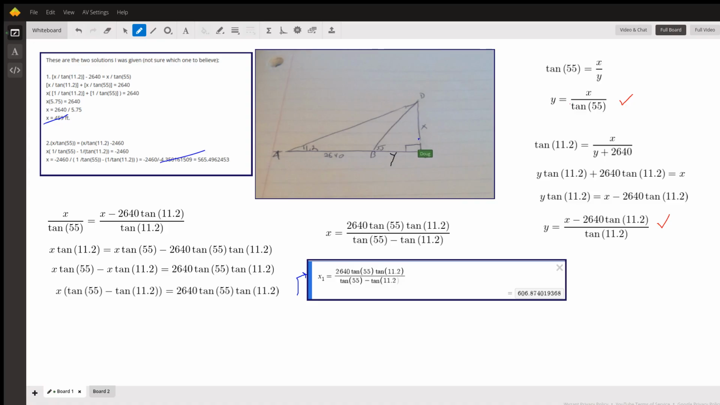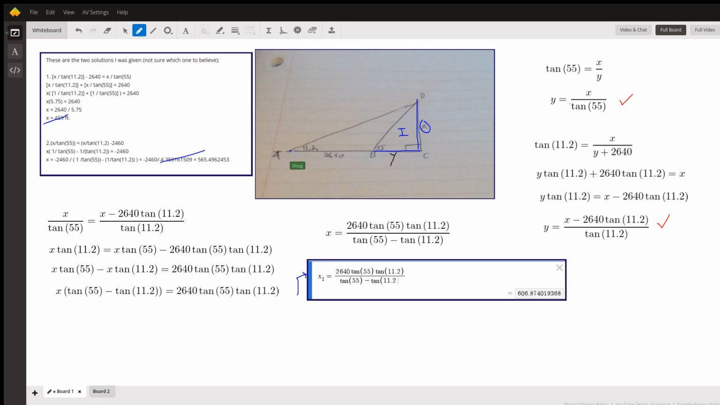This height right here, which you called x, and I'm going to call this distance y. With this little triangle here on the right, we can say that the tangent of 55 is x over y. If we solve that for y in terms of x, we get x over the tangent of 55.